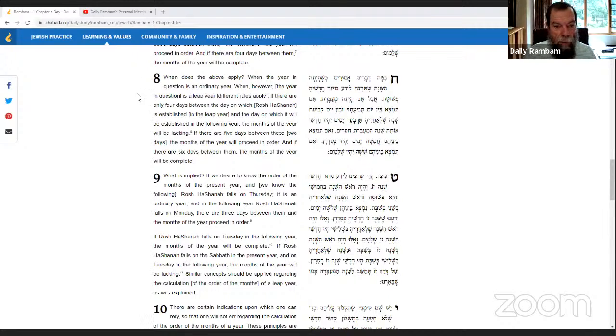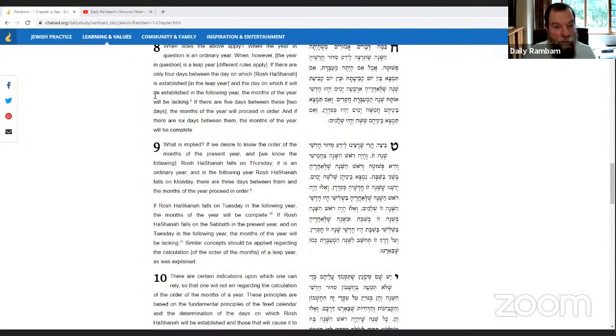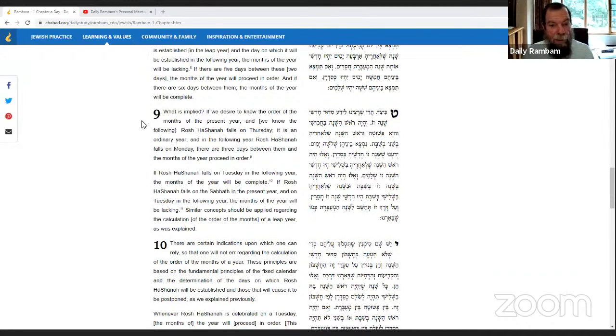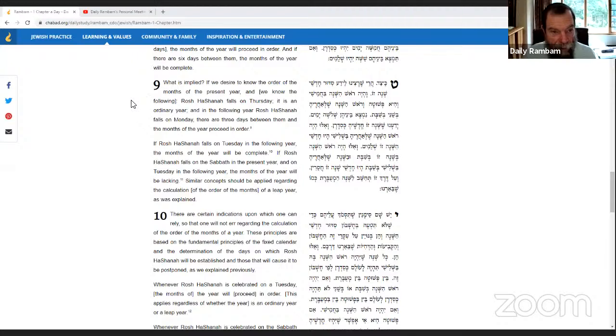So, number 8, that is when the year in question is an ordinary year. When, however, the year in question is a leap year, then different rules apply. If there are only 4 days between the day on which Rosh Hashanah is established in the leap year and the day on which it was established in the following year, the months of the year will be lacking. If there are 5 days between, then it will proceed in order. If there are 6 days between them, the months of the year will be complete.